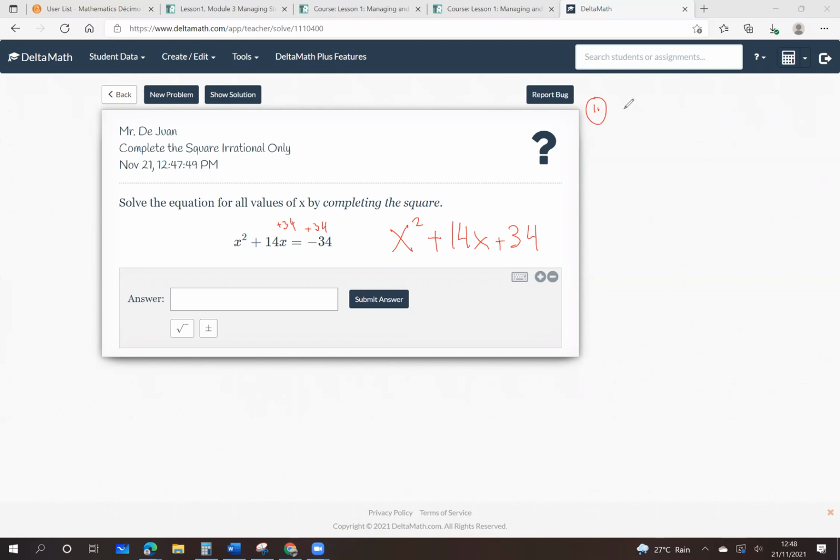Step 1, move the 34 to the other side. x squared plus 14x equals negative 34. I just like to start it out in the quadratic form. You don't have to, but I like to do that.